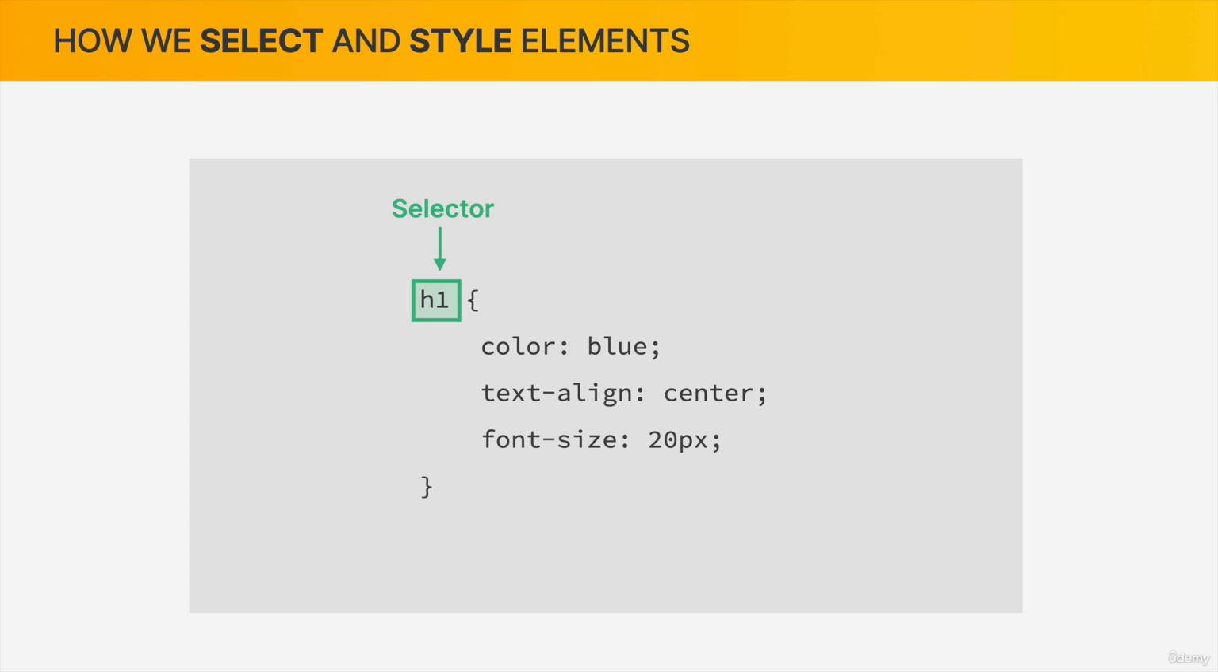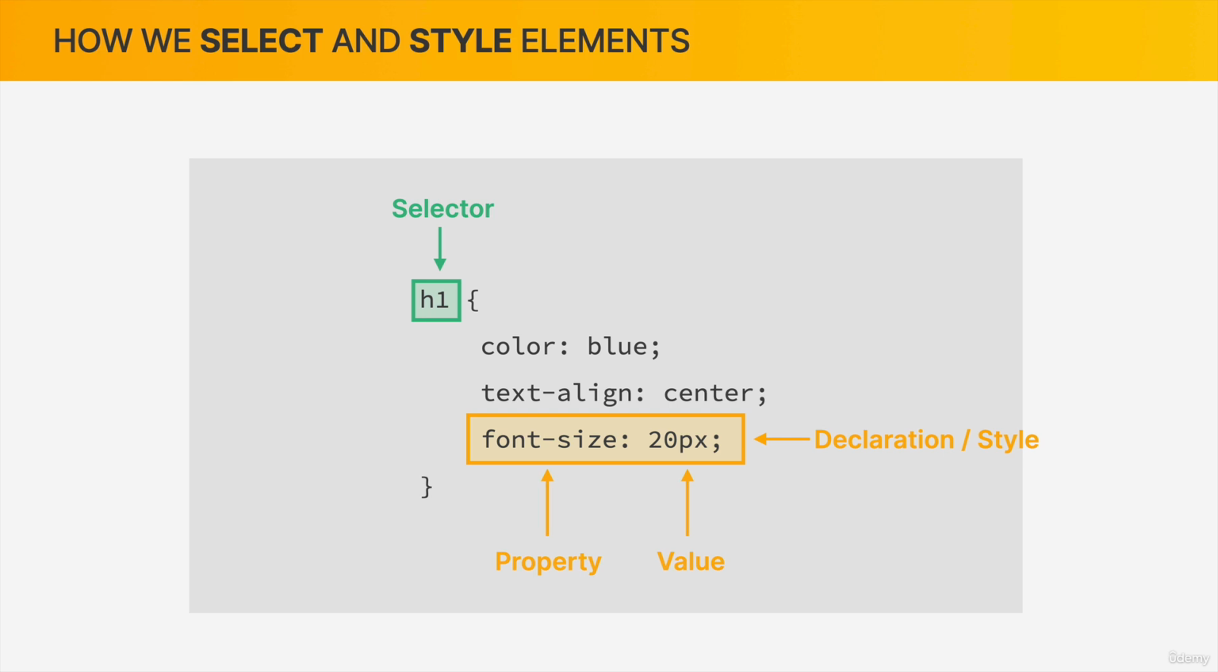And so each of these styles, we can call a declaration. So for example, here we set the font size to 20 pixels. And so that font size is called the property, and the 20 pixels is the value that we declare for that font size property. And so property and value together is a declaration. And we can also more casually call that a style.